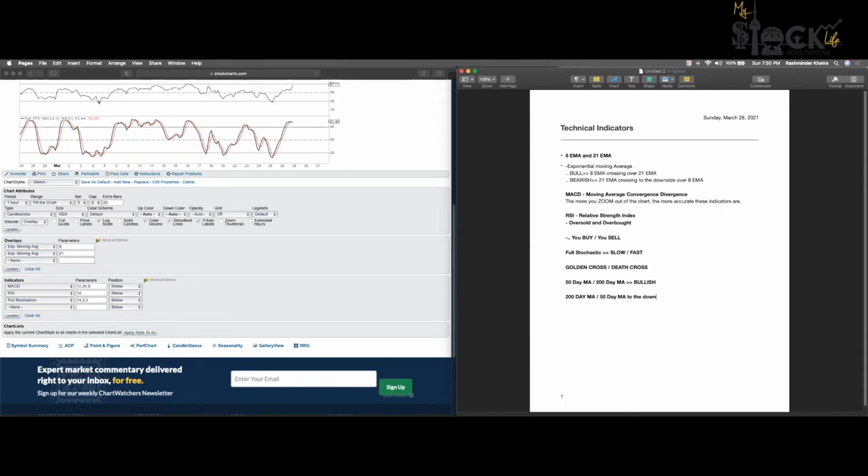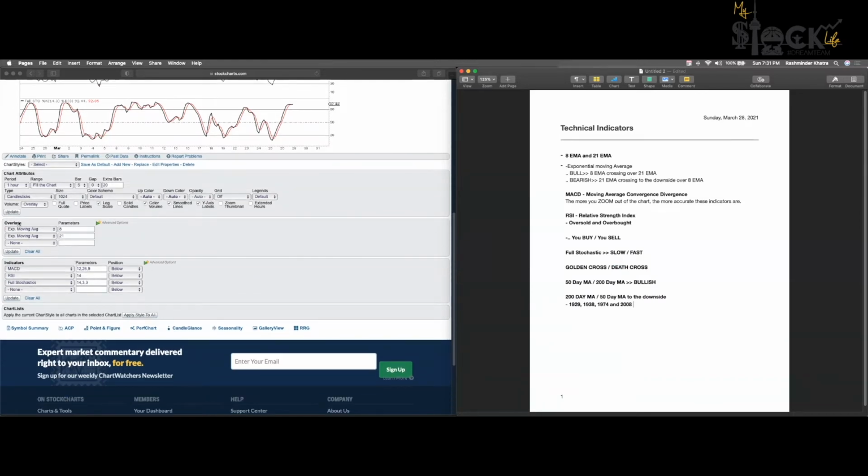to the downside. I'll give you guys a fun fact here, which I was just reading. In the crashes that happened in 1929, 1938, 1974, and 2008, there was a death cross that gave the warning. Basically, the 200 MA crossed below the 50-day MA. So let's look at these.